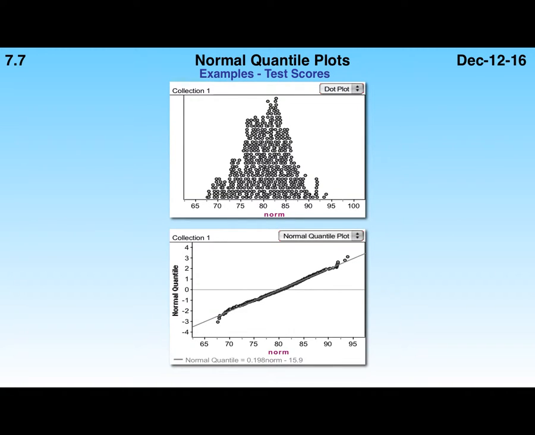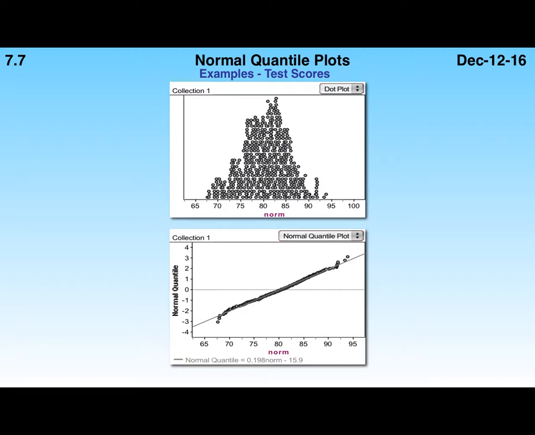The way that you test for normality is using a normal quantile plot, which is written at the top. Write that down. Normal quantile plot. They are also called normal probability plots. They mean the same thing.